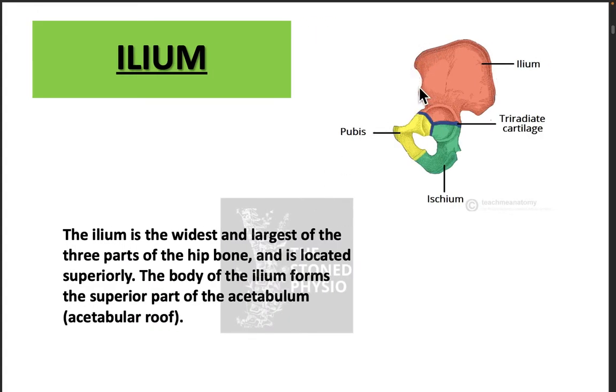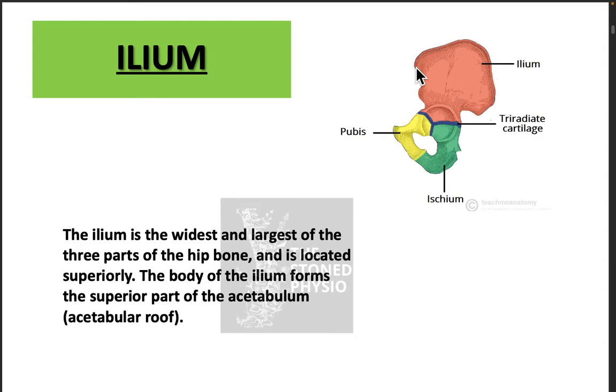Okay, here we can see another prominence that is called the AIIS, the anterior inferior iliac spine. This was the anterior superior iliac spine, and this is the anterior inferior iliac spine. We can see the quadriceps and those muscles getting attached on the AIIS, okay? But the sartorius is attached on the ASIS, and we have discussed this.